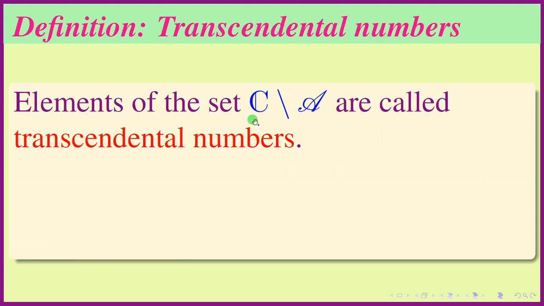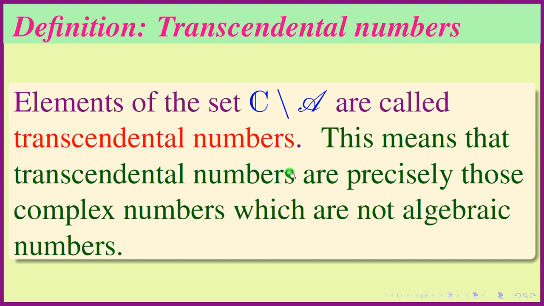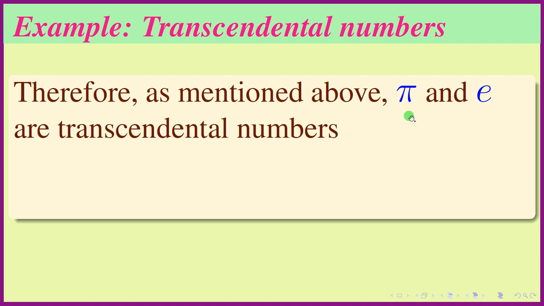Elements of the set C minus A are called transcendental numbers. This means that transcendental numbers are precisely those complex numbers which are not algebraic numbers. Therefore, as mentioned above, these numbers pi and e are transcendental numbers because they are not algebraic numbers.